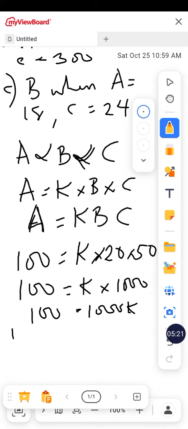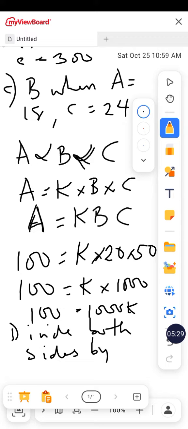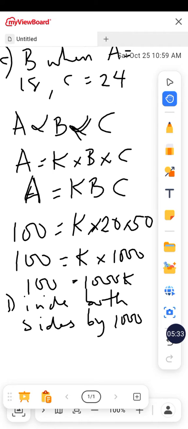And we are looking for K. What do we do? We divide both sides by the coefficient of K, which is 1000. Don't be scared whether it is a big number.